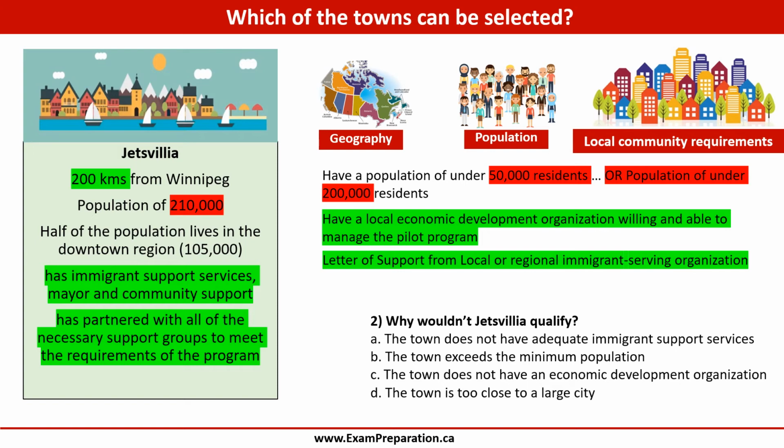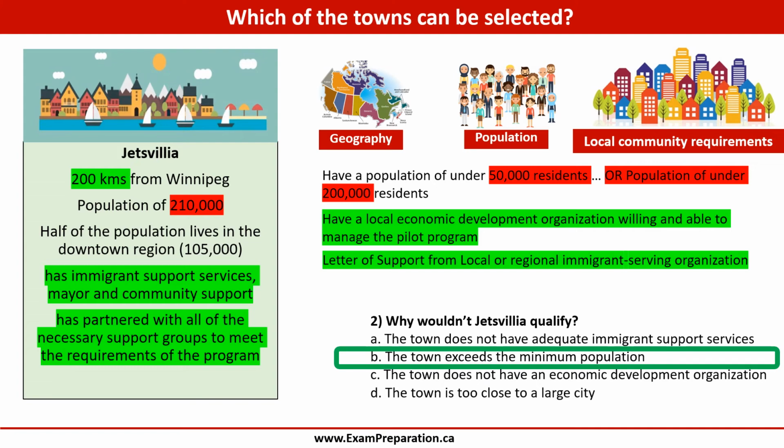So in the scenario, they say that Vilia has immigrant support services, mayor support, community support. They talk about the mayor. They say the mayor is partnered with all the necessary groups to meet the requirements of this program. All right, so that is, of course, very important for this. Does this mean the mayor has partnered with all the groups to automatically be selected for this program? No, as we saw, the population exceeds the minimum requirements. Okay, and that gives us, of course, B as the answer.